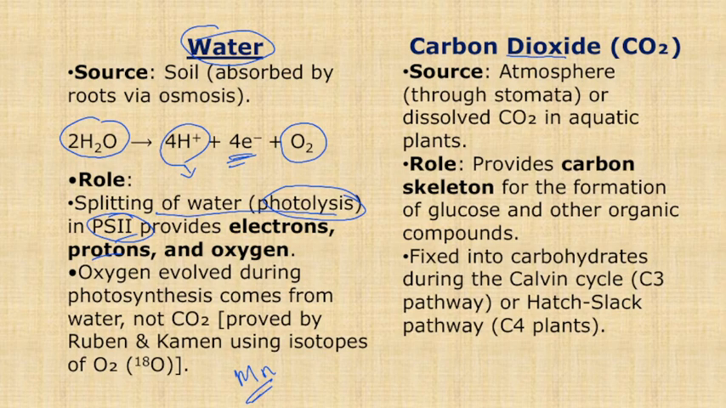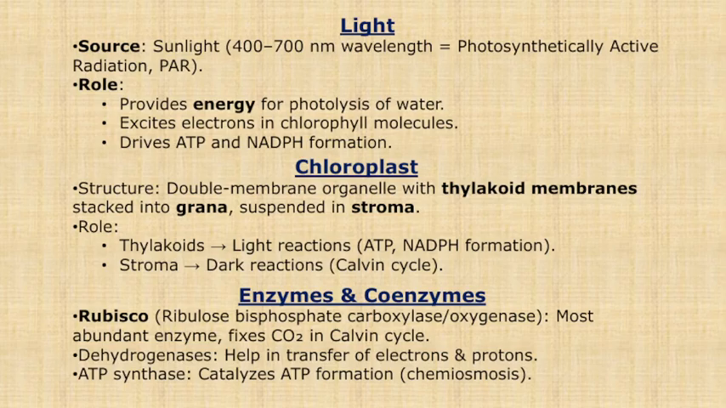Another one is carbon dioxide, that is the main source for carbon fixation. It is taken up through the stomata from the atmosphere, and it goes to the chloroplast and initiates the carbon cycle, that is the Calvin cycle. There are also other pathways, that is the C4 cycle, the Hatch-Slack pathway. So there are different pathways plants use to fix carbon dioxide from the atmosphere.